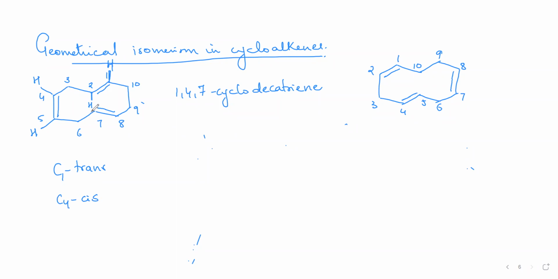Coming to C7. This is one sigma bond, third one will be like this. One sigma bond, third one will be like this. Both the hydrogens lie on the opposite side of the double bond. So C7 has trans configuration. So it is trans, cis, trans configuration. Now you tell me C1, C4 and C7, their configurations respectively.